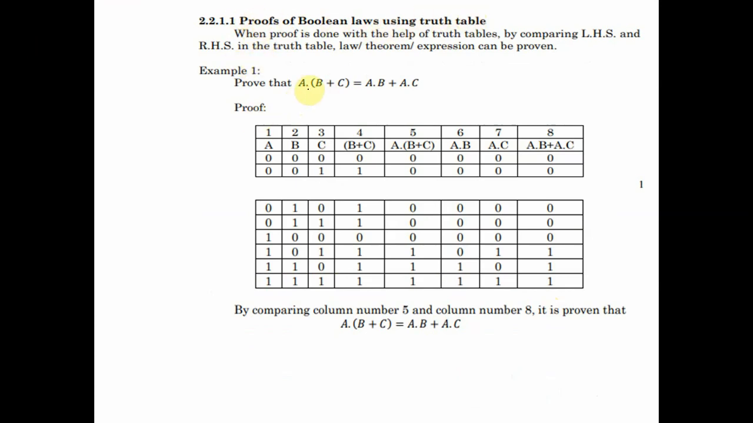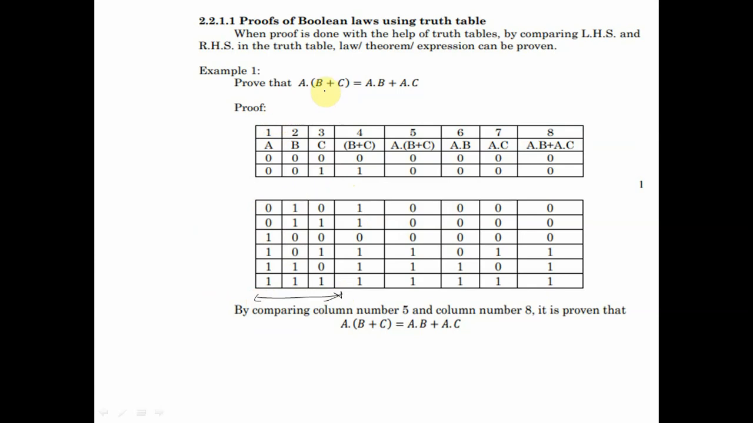Here the first law is A dot (B plus C) is equal to A multiplied by B plus A multiplied by C. There are three variables A, B, C. Three variables have how many conditions? Eight conditions are present: 0 0 0, 0 0 1, 0 1 0, 0 1 1, 1 0 0, 1 0 1, 1 1 0 and 1 1 1. These are the eight entries.